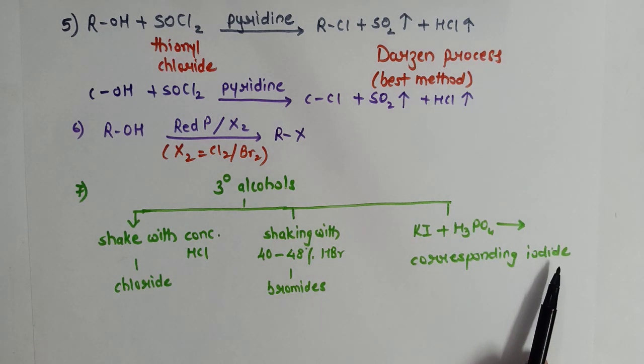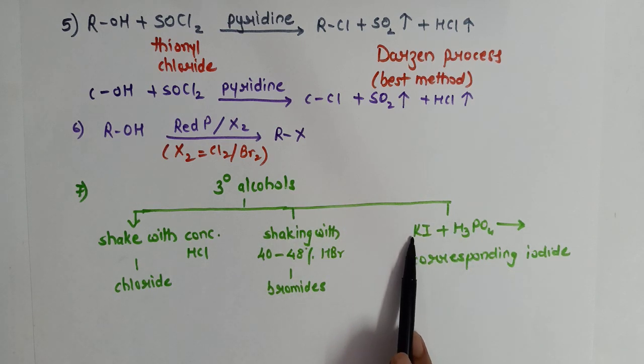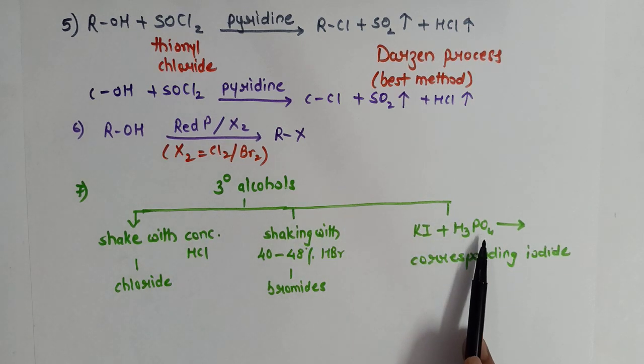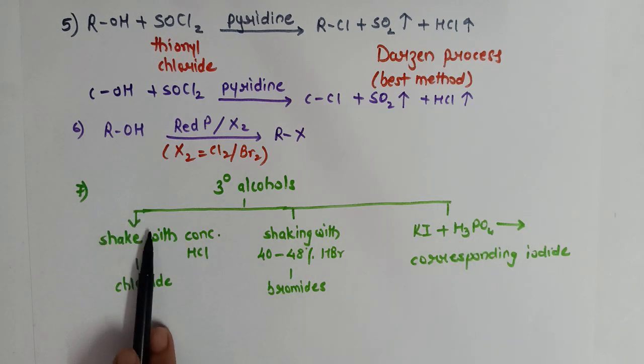And suppose we want to convert the 3 degree alcohol to the corresponding iodide, we shake it with a mixture of potassium iodide and phosphoric acid. Although these last two methods are not of that importance, still we have to see them.